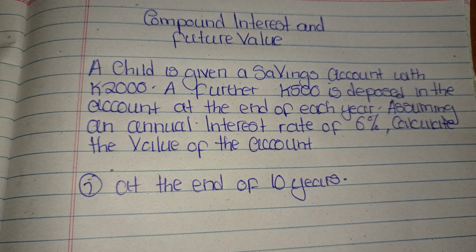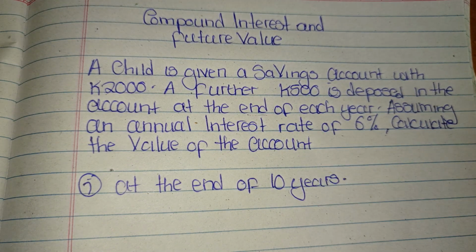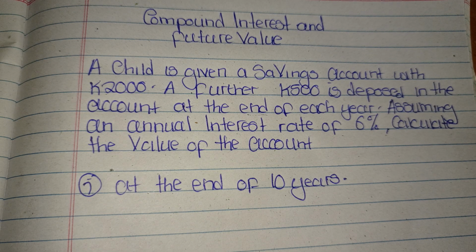A further 500 is deposited in the account at the end of each year. So at the end of each year, we call this a future value. Assuming an annual interest rate of 6%, calculate the value of the account at the end of 10 years.